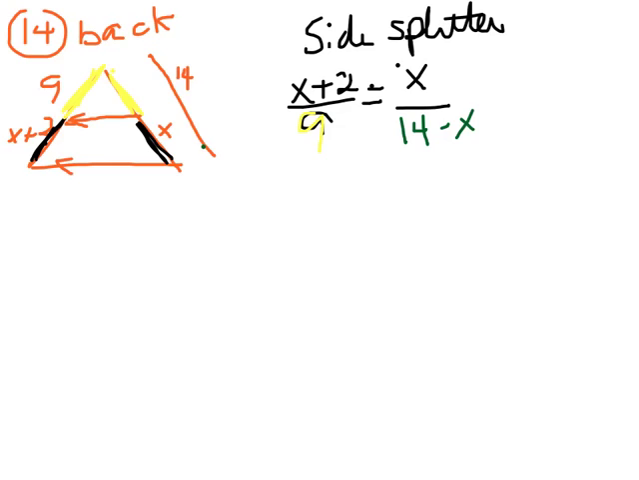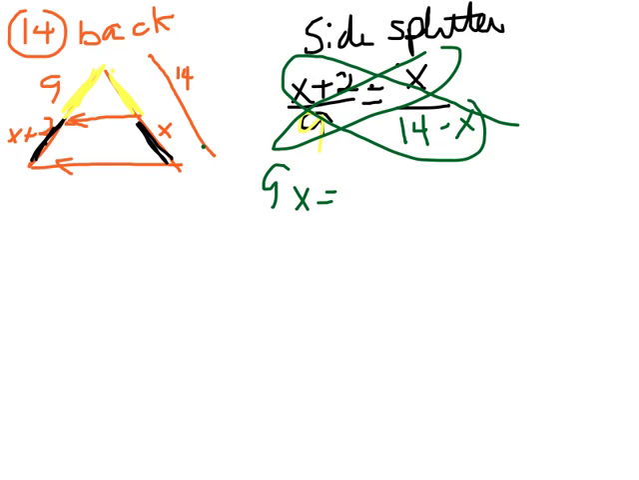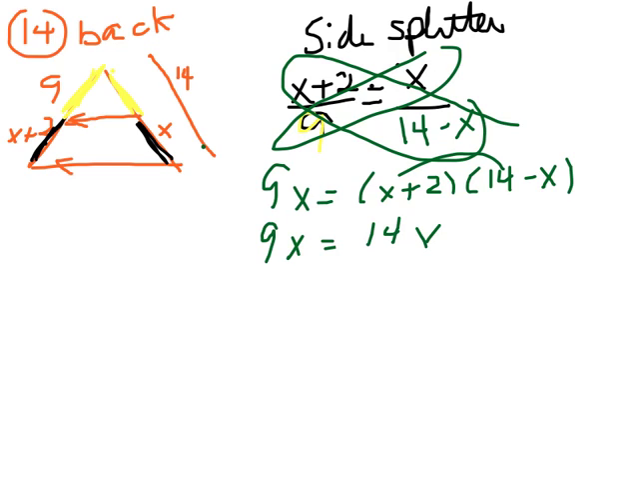So this is going to present us with a problem that may be a little more difficult to solve than we first think. So let's give it a shot and see what happens. When I cross multiply, I get 9x equal, oh my goodness, I get x plus 2 times 14 minus x. So let's multiply this out and see what we get. X times 14 is 14x. X times negative x is a minus x squared. 2 times 14 is 28, and 2 times negative x is negative 2x.